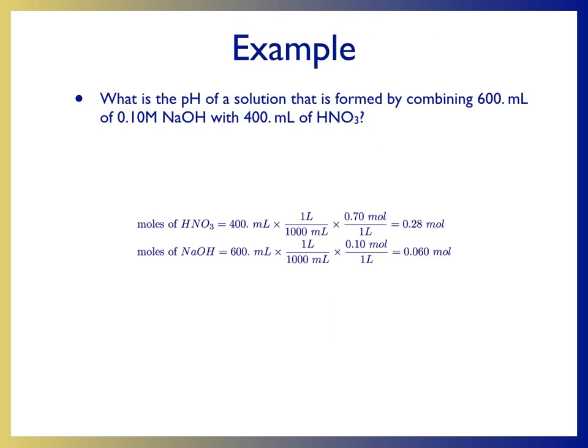Calculations involving the titration of strong acids and strong bases are very easy to do. The most difficult part is to use stoichiometry to determine what is left over after the reaction. In this example, we'll determine the pH of a solution that is formed when we mix 600 milliliters of 0.1 molar NaOH with 400 milliliters of nitric acid. The concentration of the nitric acid is 0.70 molar.